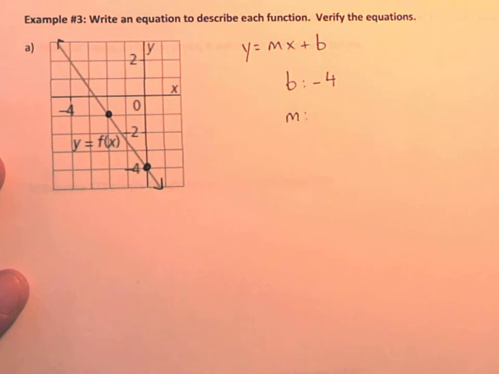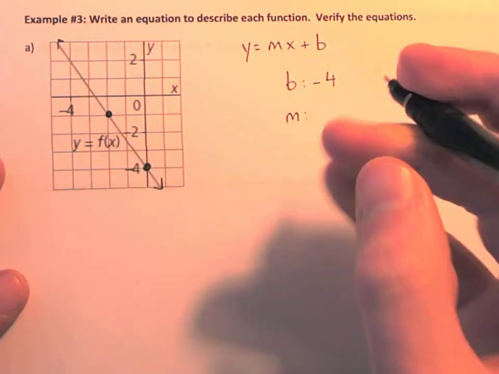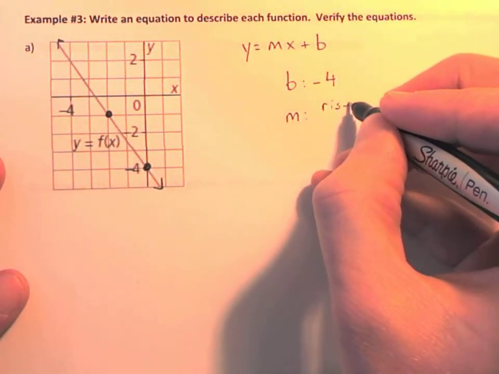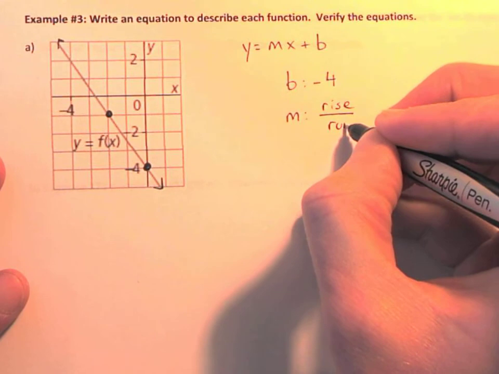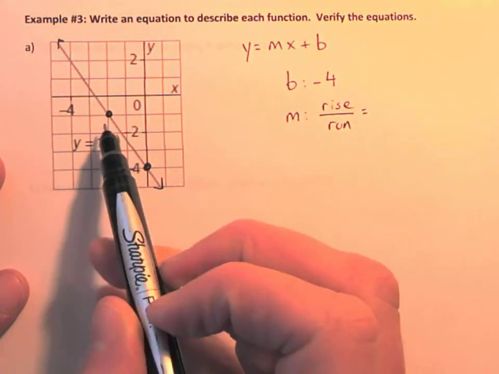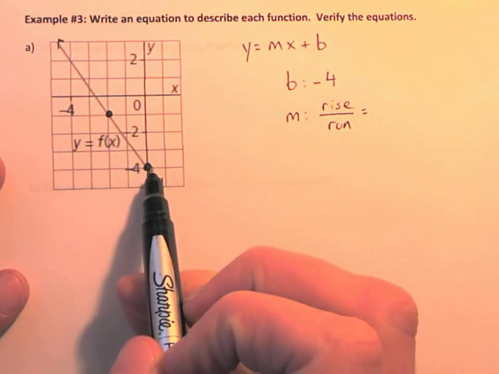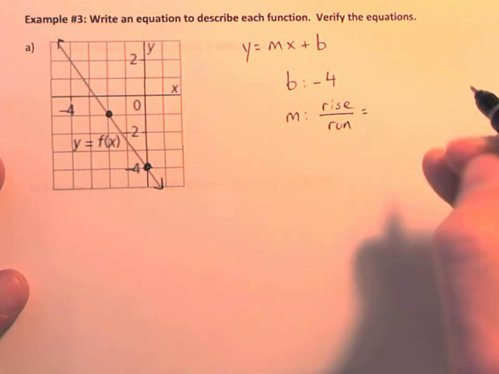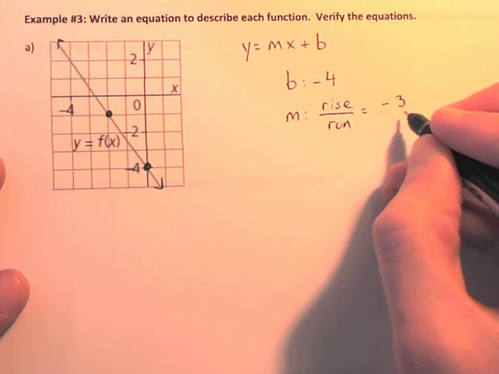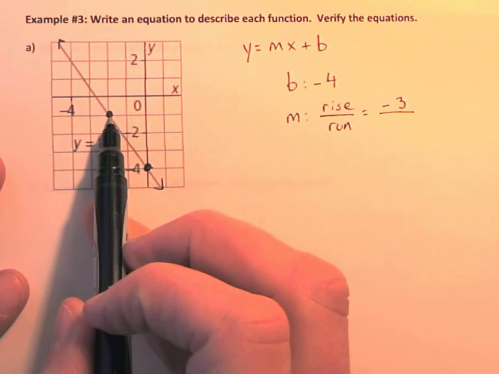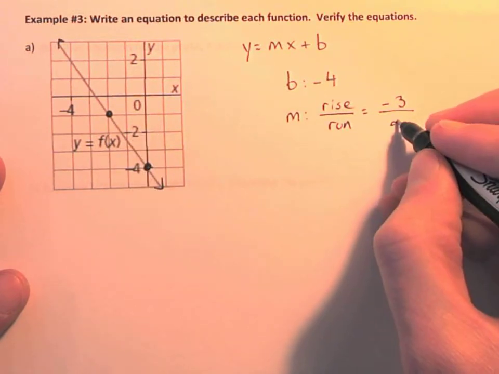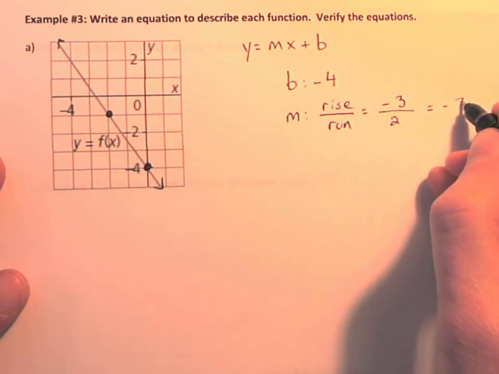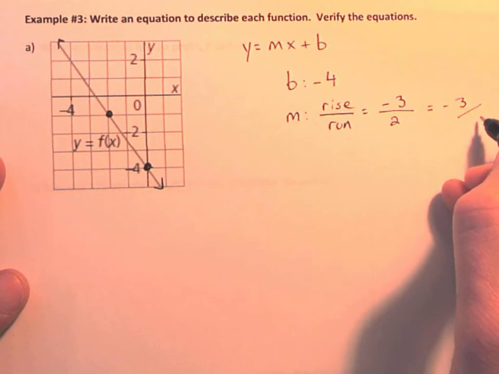Now we have those 2 points, and I know my slope is rise over run. If I make that my first point and that my second point, I'm rising down 3, so that's negative 3, and I'm running to the right 1, 2. So my slope is negative 3 over 2.